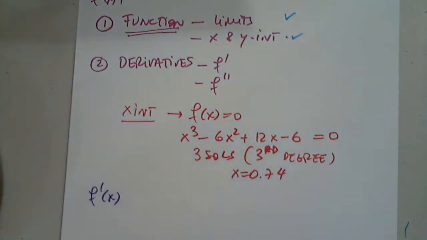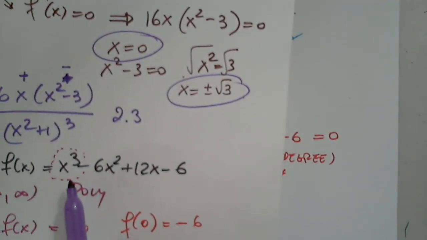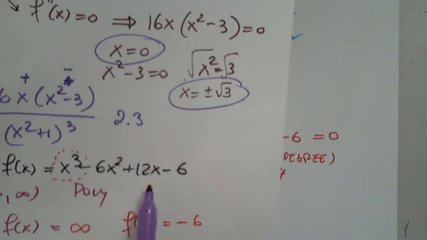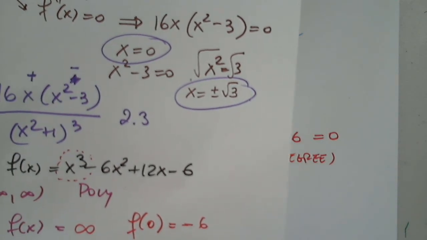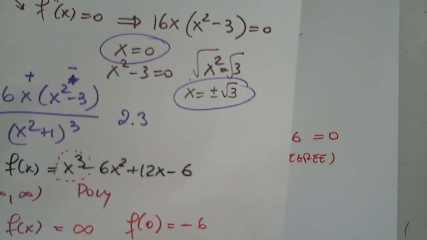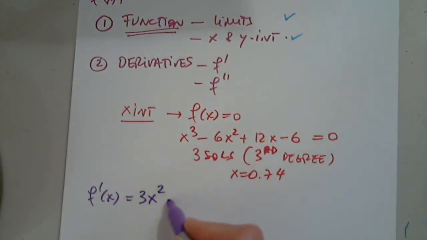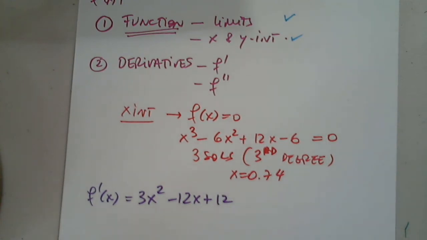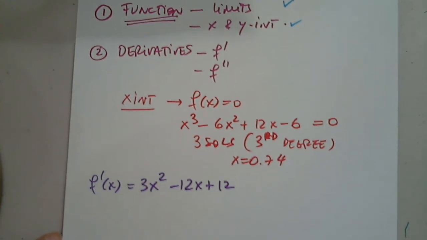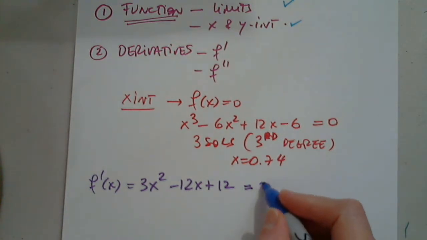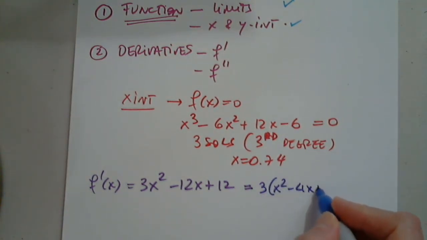So f prime of x. We hope that f prime of x is friendlier to us. Can anyone give us the first derivative? 3x squared. Very good. Minus 12x plus 12. Excellent. Perfect. Much nicer. What am I going to do next, do you think? Factor out a 3. Yes. The keywords factor and simplify. Thank you. So then we have x squared minus 4x plus 4.